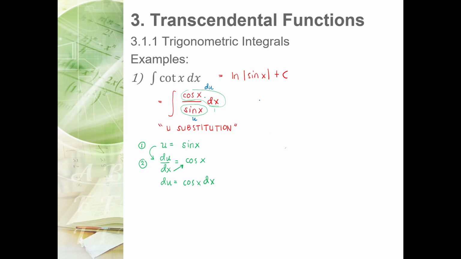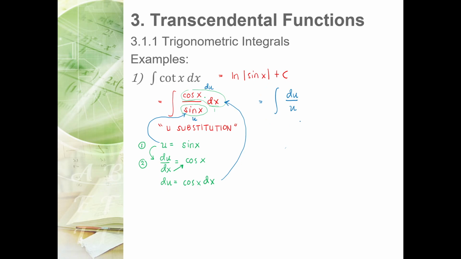Okay, so transforming the equation, we now have the integral of cosine x dx over sine x. So again, this term here is going towards here, and then the u parameter is going towards here. So we now have du all over u.